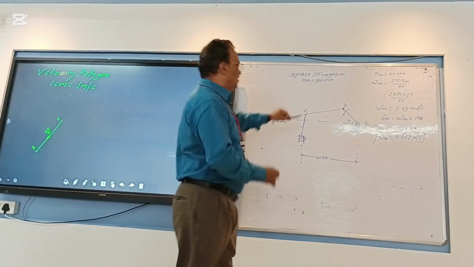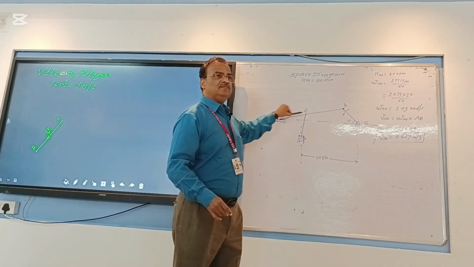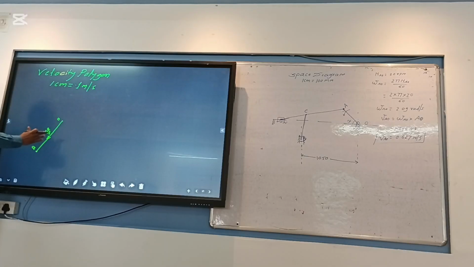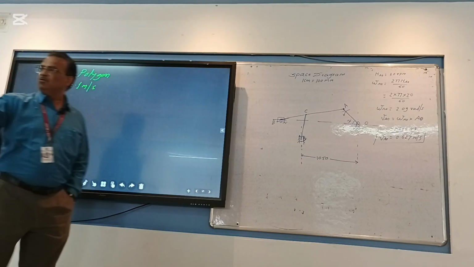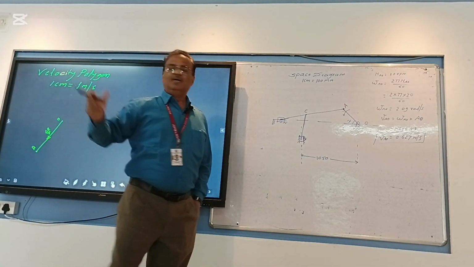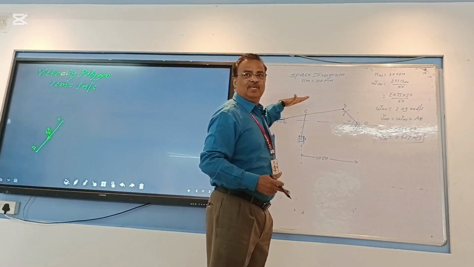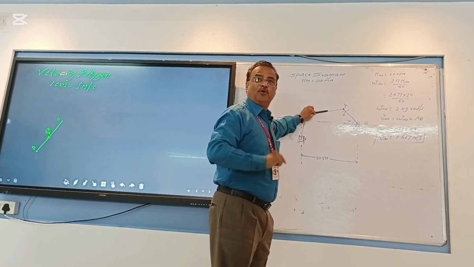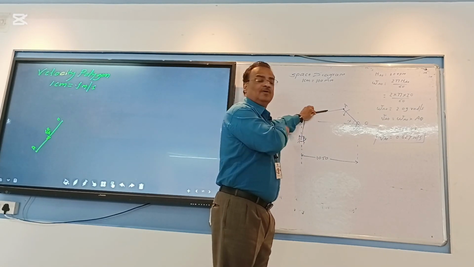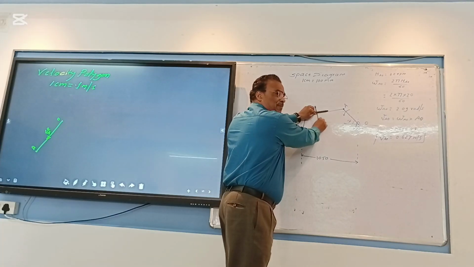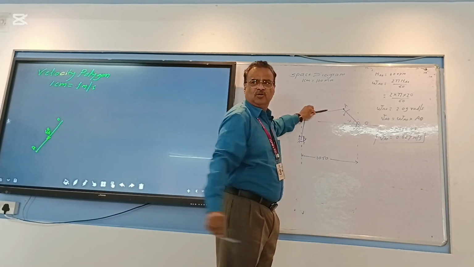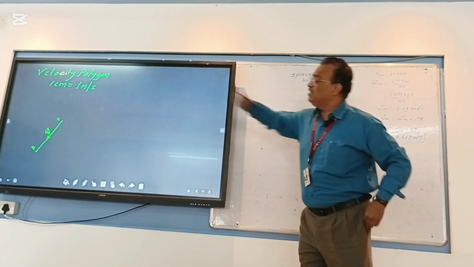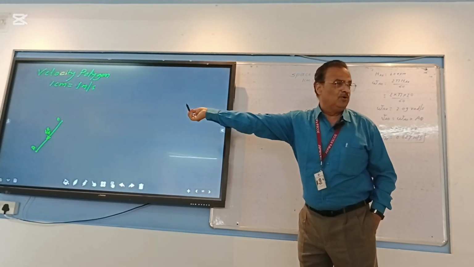Next. What is next link? AB. This is the perpendicular vector to what? OA, no? Yes or no? Next link is AB. This is the AB link. How to draw the velocity vector for AB? Perpendicular line to AB. Yes or no? Yes. I have to draw this perpendicular line to AB there in the velocity polygon.